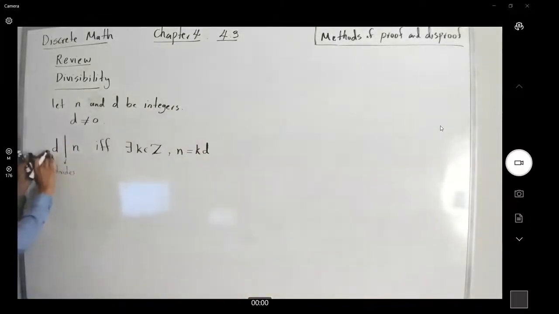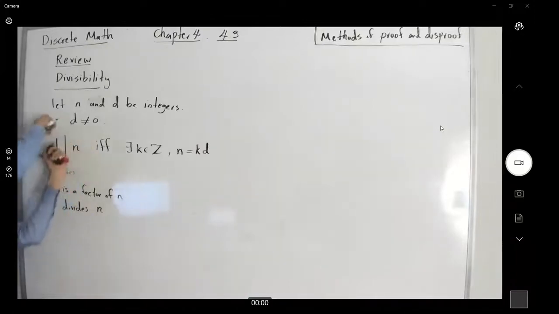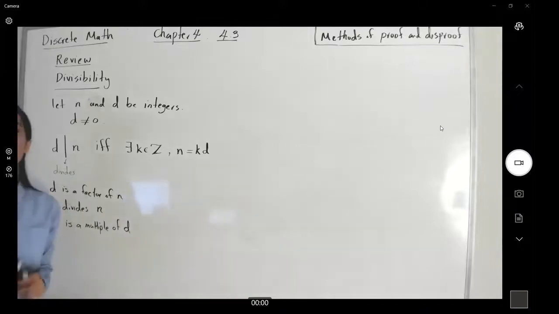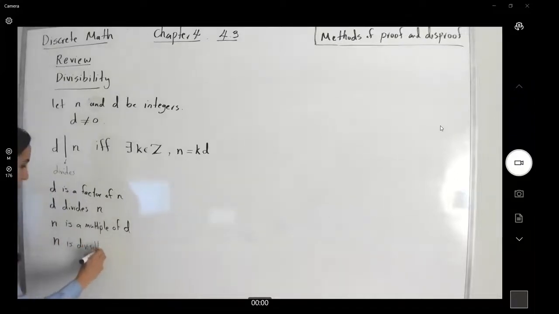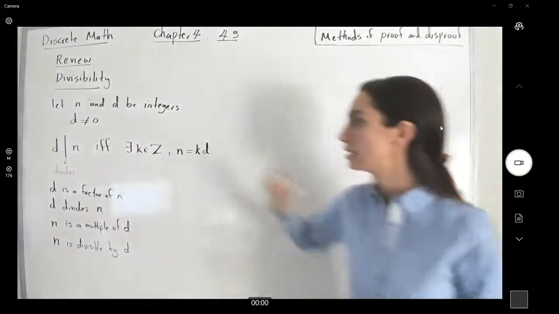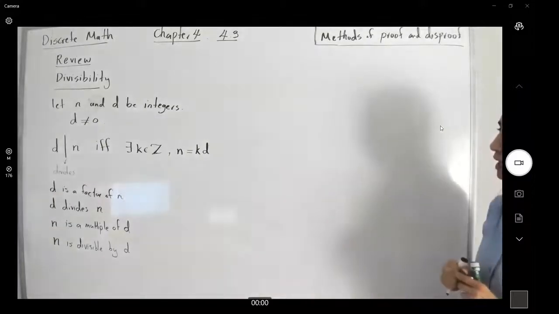So we say d is a factor of n, d divides n. n is a multiple of d. n is divisible by d, if and only if you can find an integer like k such that n is d times k or k times d. Here you have multiplication. We can switch in between these two.